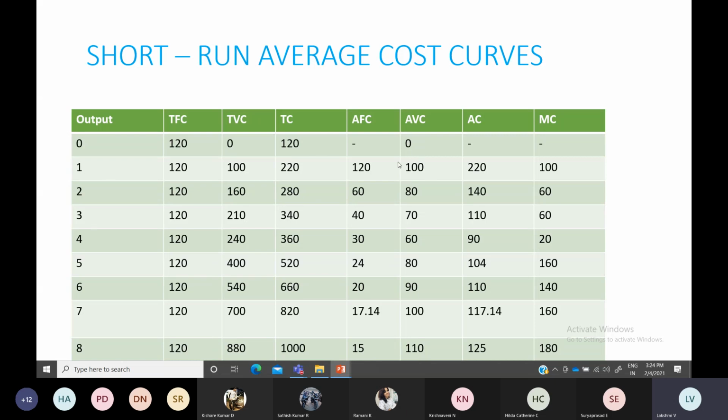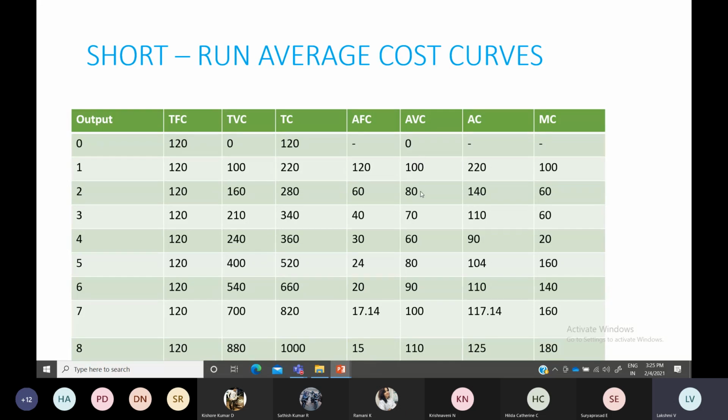So average variable cost, again, is your TVC divided by your output: 240 divided by 4 is 60. Then 400 divided by 5 is 80 rupees. 540 by 6 is 90 rupees. 700 by 7 is 100. 880 by 8 is 110. So these are the average variable costs. Like this only you are obtaining. So if you see, initially it was minimum and then it has gone up to 100.